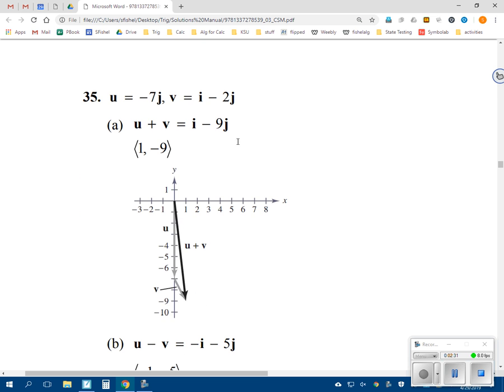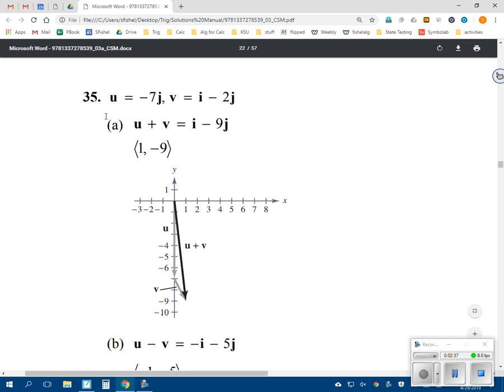At 35, u plus v is i minus 9j. This gets into a form that we haven't quite talked about yet, but you should have figured out that it's the same thing of just combining the i's and the j's. If you didn't, that's okay. We're going to talk about that more tomorrow, I think.